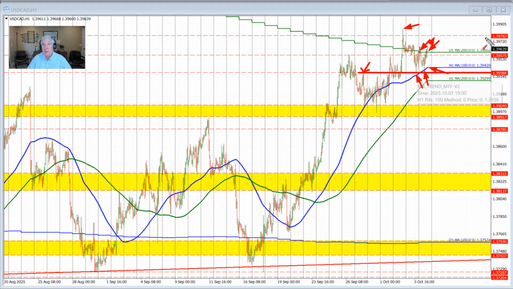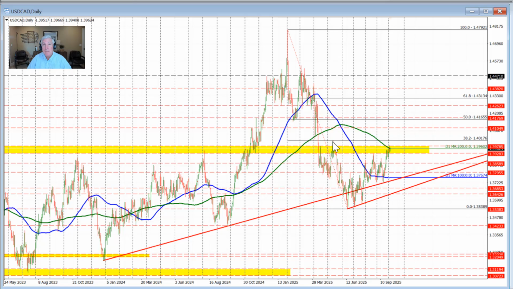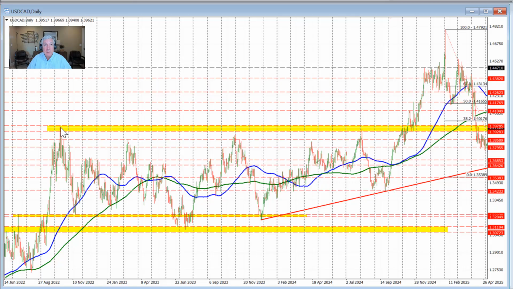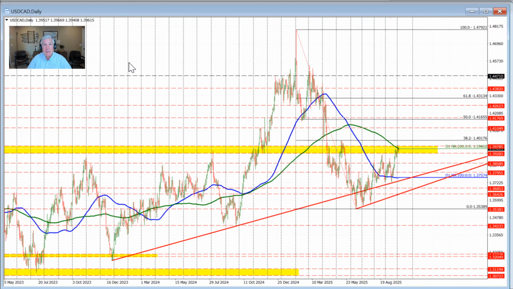Before that is a 1.3978 level, and that level comes from going again back to the daily chart. This high of the swing area going back in time. It goes back further through here. This is the high price at 1.3978. So get above that level, get above the high price from last week.